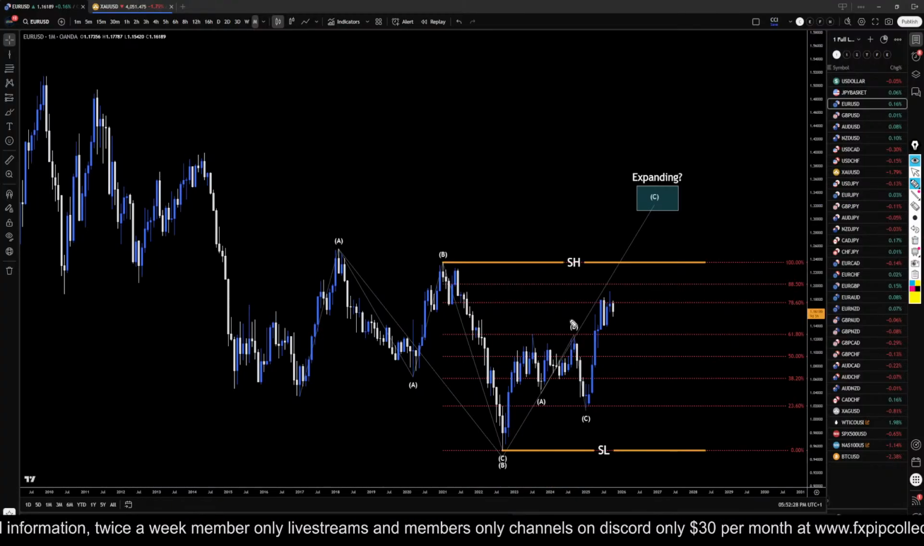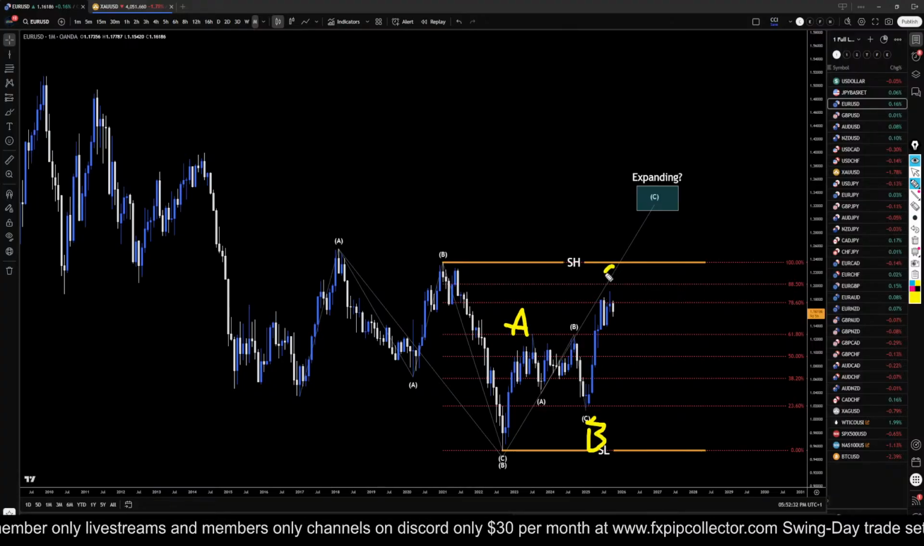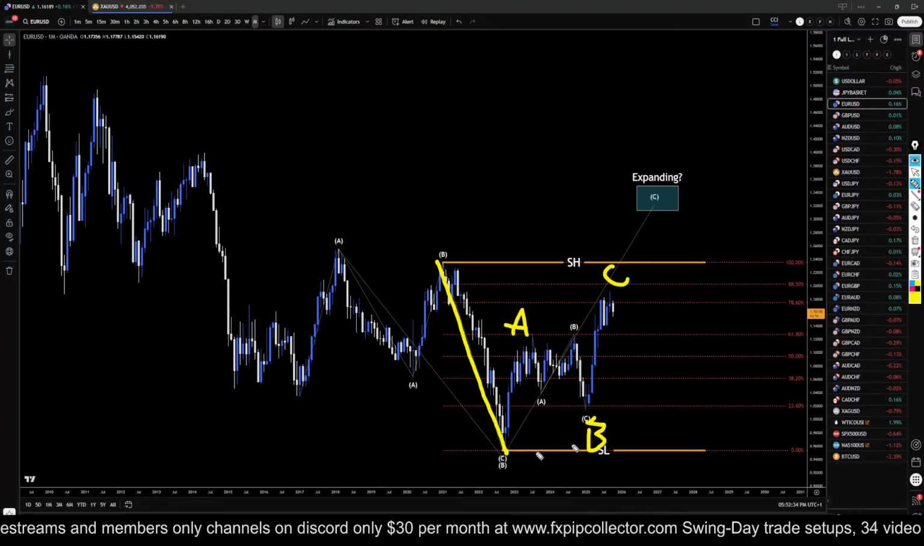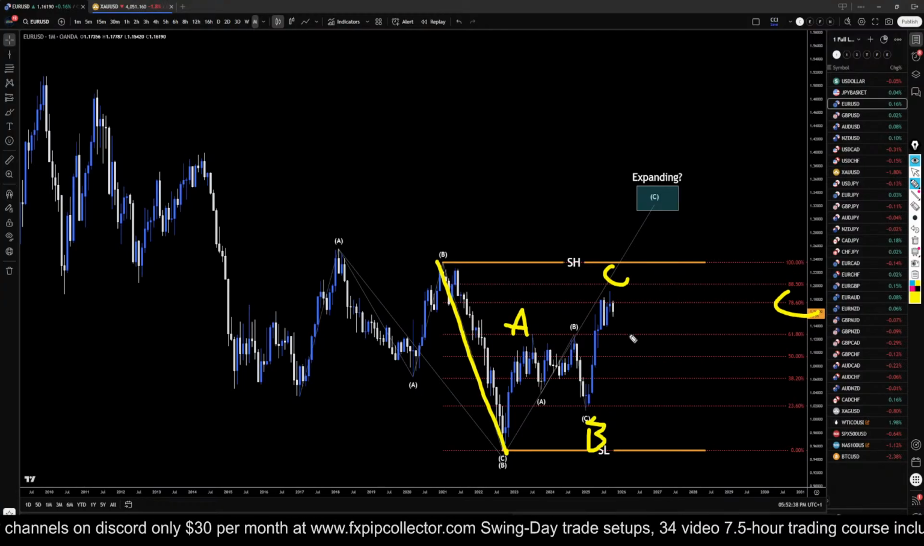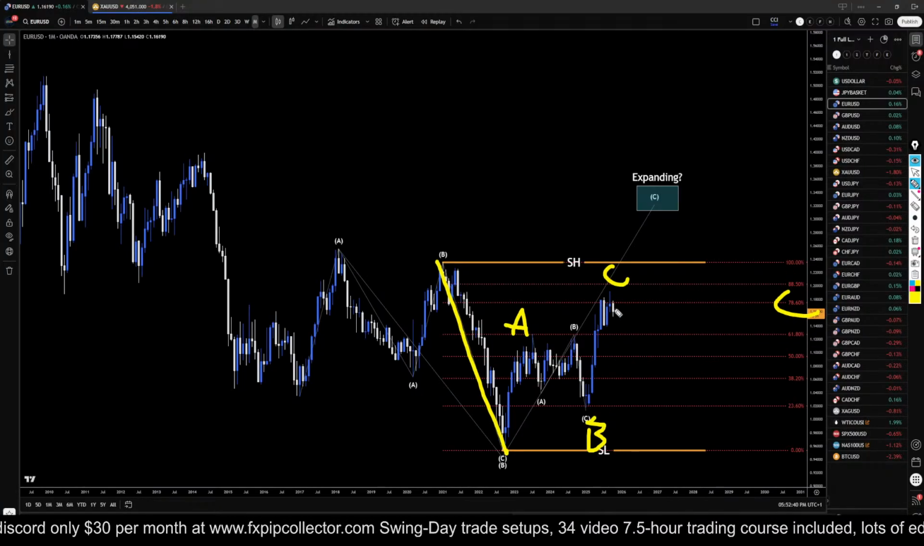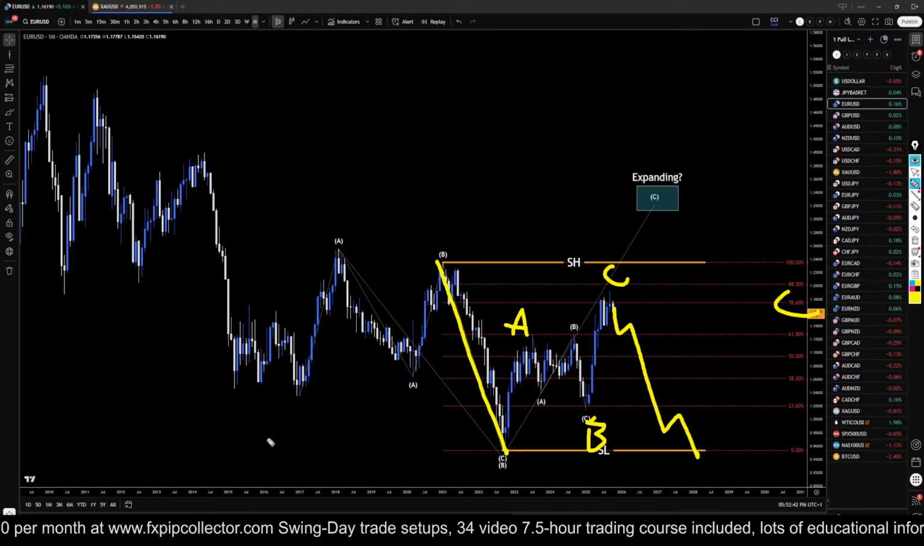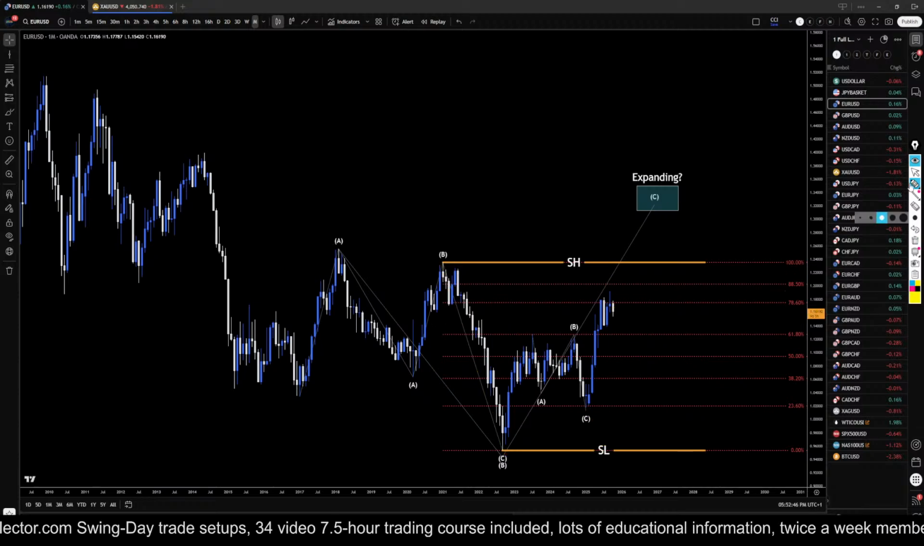that should be an impulsive move, and it's not really impulsive. It looks more like an ABC pullback to this impulsive move. We've been sitting at the 78% for 4 months now, at least. Kind of looks to me like it needs to turn down. It's a very tricky pattern for sure.